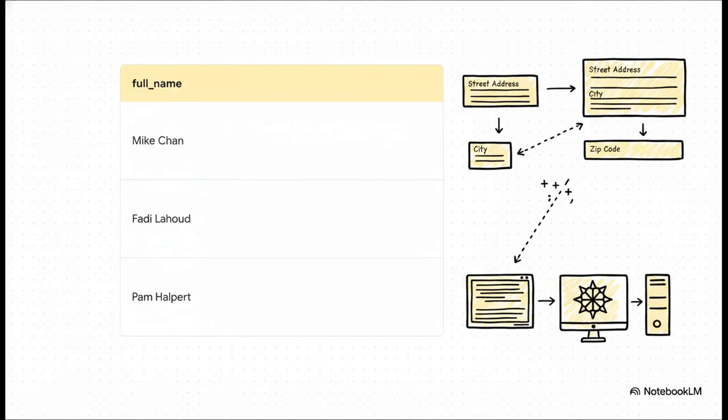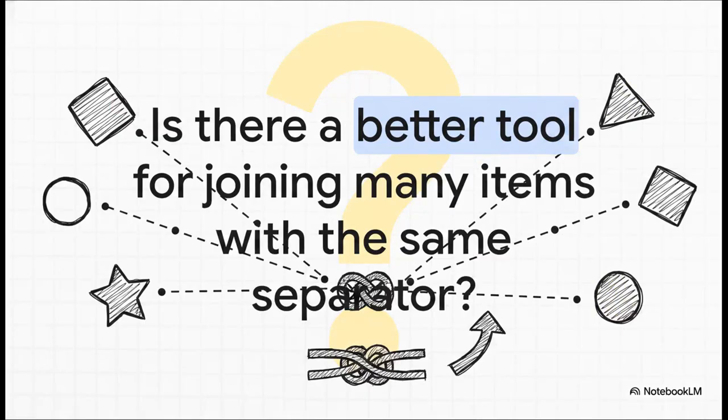This works. It totally works. But you can probably imagine if you were trying to build a full address, street, city, state, zip, having to manually add a space or a comma between every single one, that would get old pretty fast. So that begs the question, right? Is there a better, more efficient way to do this when you've got a bunch of things to join together with the same separator? And thankfully, the answer is a big yes.